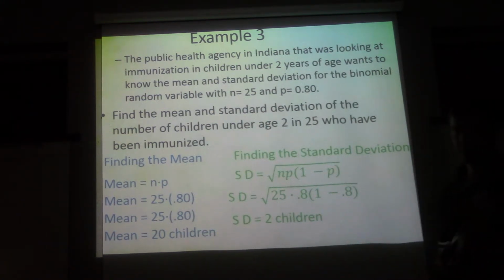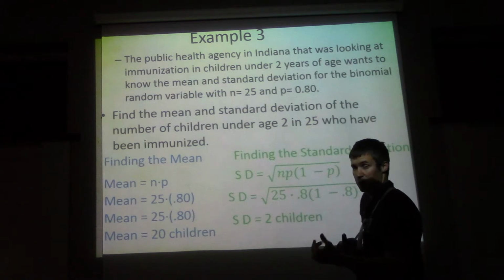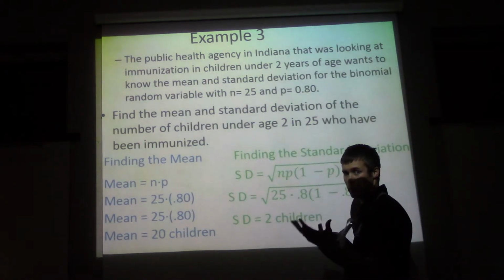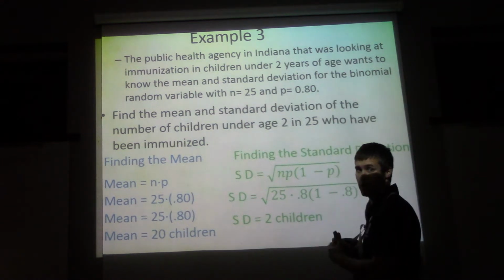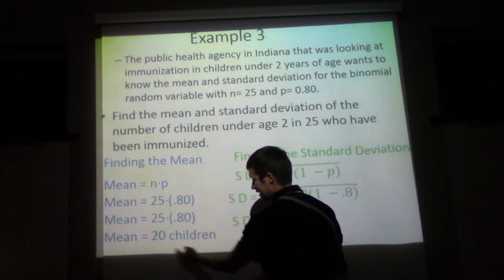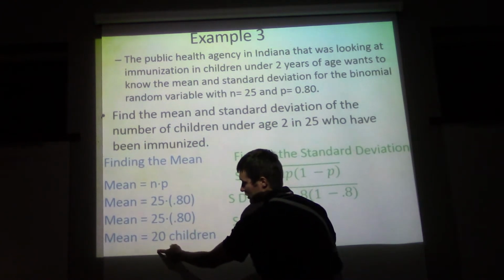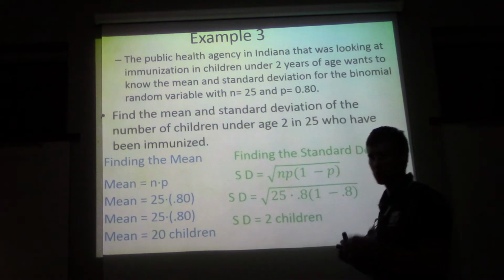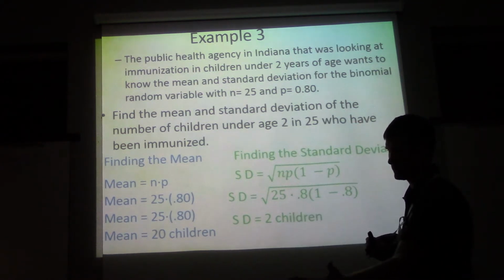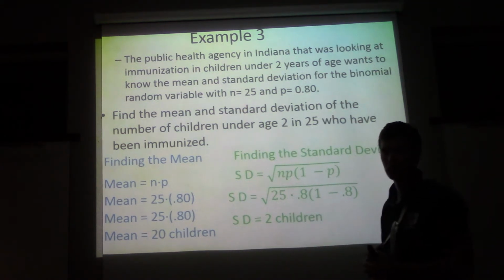So how far does it vary? We'd expect a variation of 2, which is really saying we'd expect most children, or the average, to fall within 22 and 18. Add 2, subtract 2. So we'd expect the majority of the kids, or the majority of our trials as we looked at, would fall in between 18 and 22.